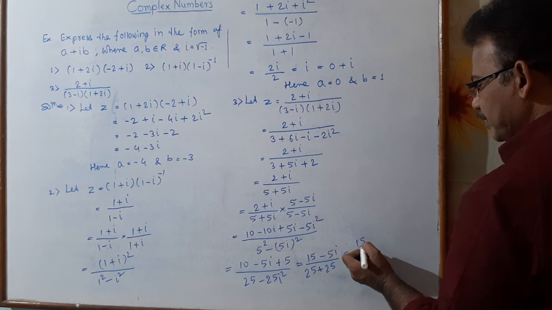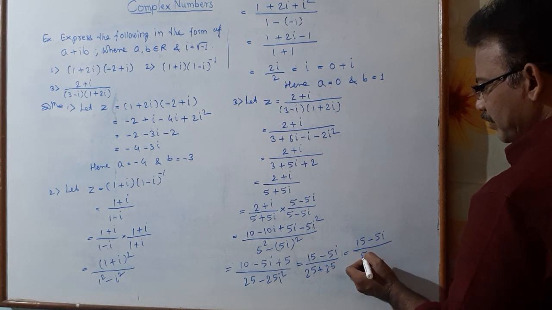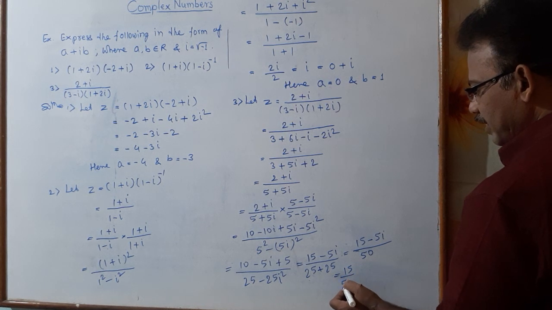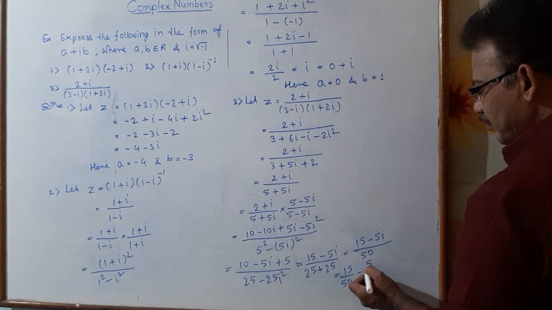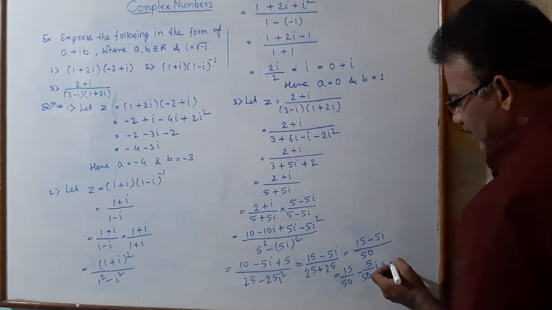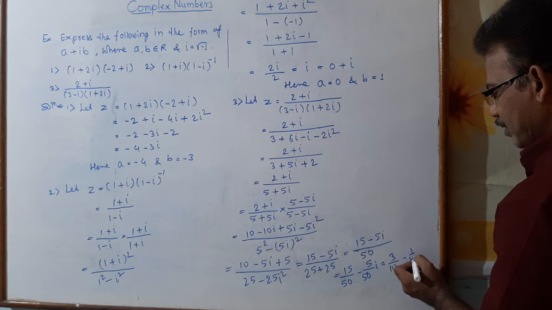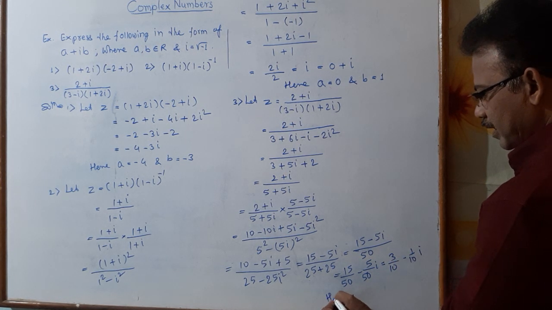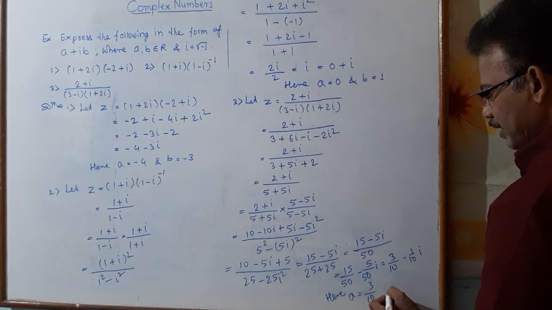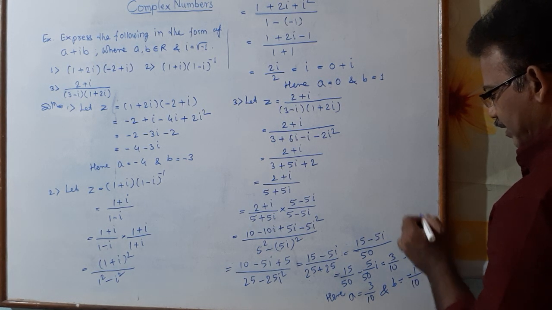So we get 15 minus 5i, divide by 25 plus 25, 50. And this can be written as 15 by 50 minus 5 divided by 50 i. Divide by 5 here, so we get 3 divided by 10 minus 1 divided by 10 i. And note that here a means the real part, 3 divided by 10, and b is the imaginary part, minus 1 upon 10. Okay.